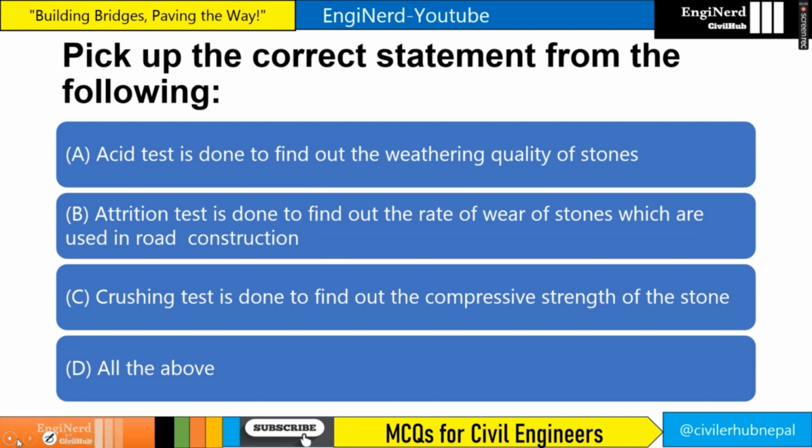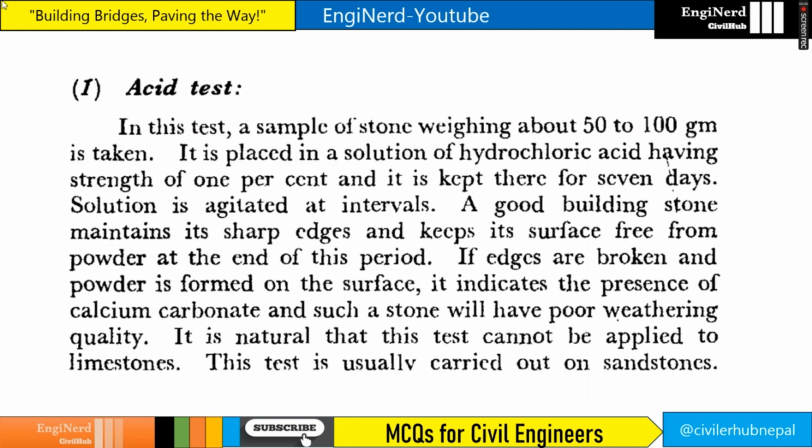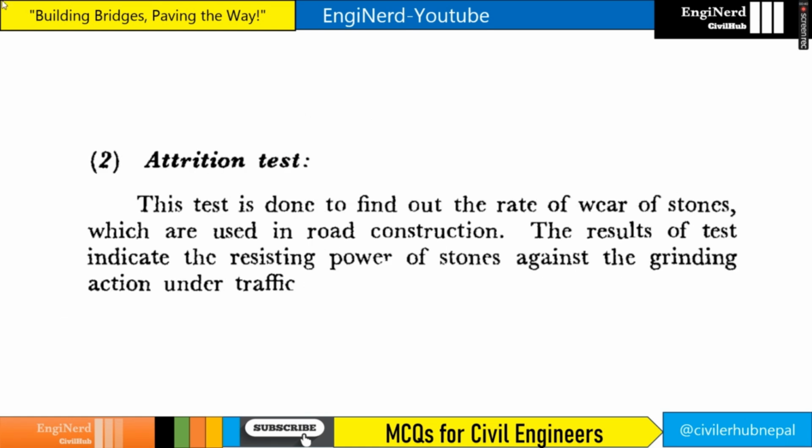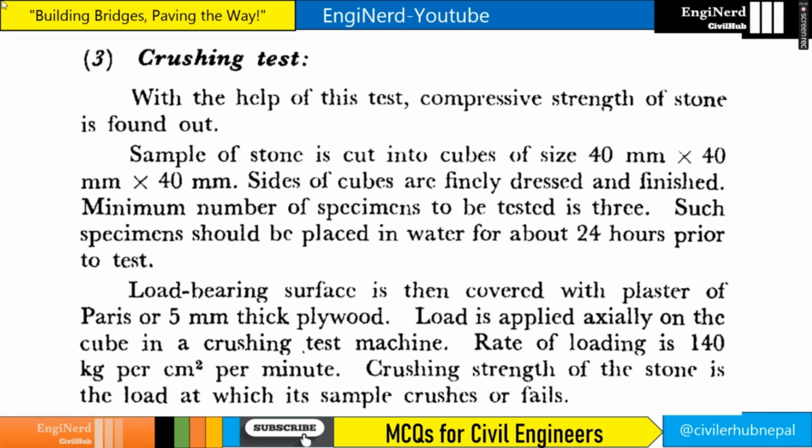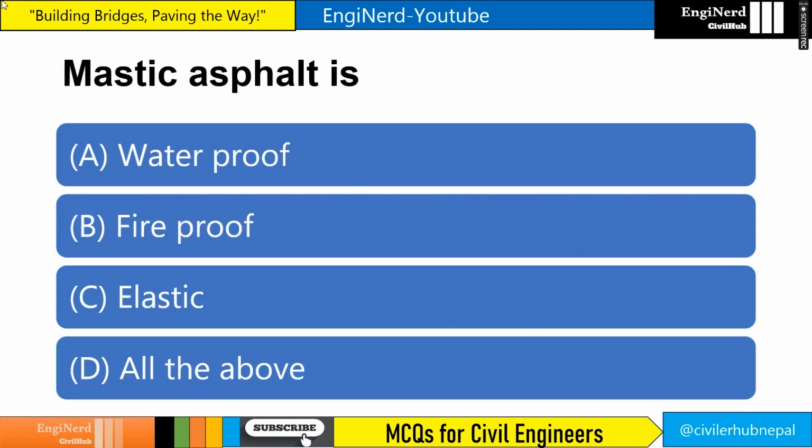Pick up the correct statement from the following. Acid test is done to find out the weathering quality of stones. Attrition test is done to find out the rate of wear of stones which are used in road construction. The crushing test is done to find the compressive strength of the stone. All of the above. We see here, acid test, it is done to check the weathering quality, and for the attrition test, the rate of wear of stones which are used in road construction. And then for the crushing test, with the help of this test, compressive strength of stone is found out, right? So answer is all of the above.